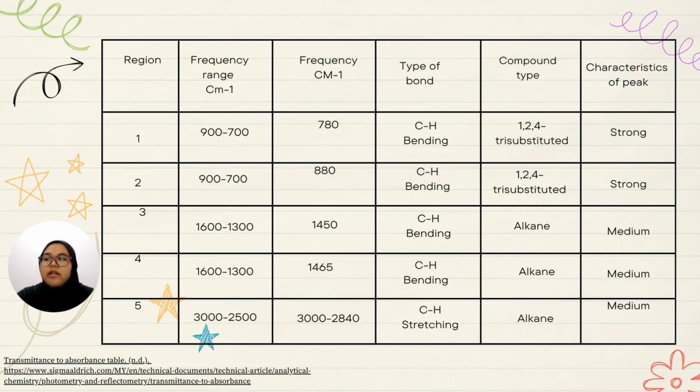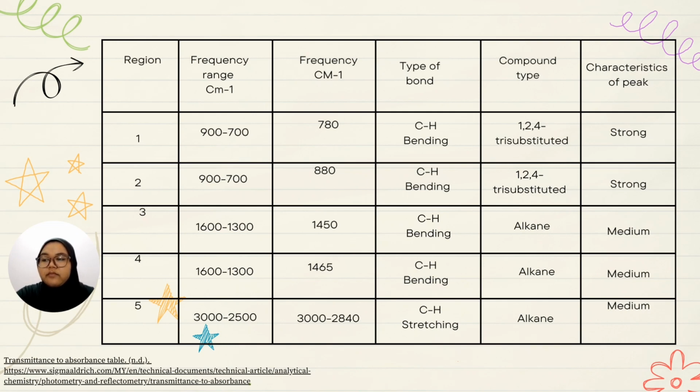Next, in the middle one, the frequency range is 1600 to 1300. So the frequency is 1450. So the type of bond is CH bending. But the compound type is alkane. So the characteristic of the peak is medium.